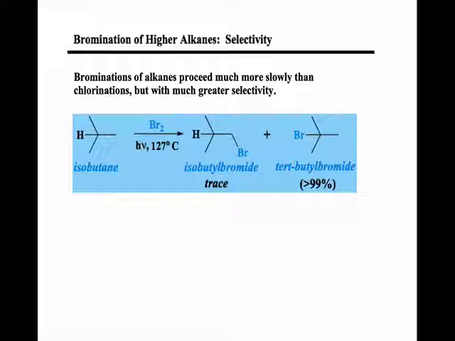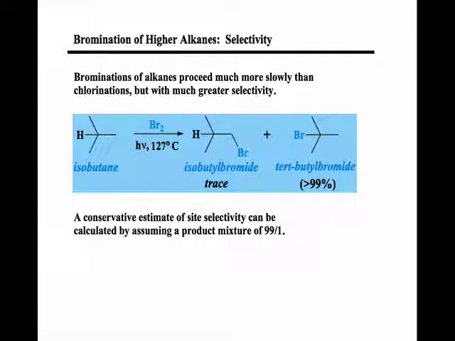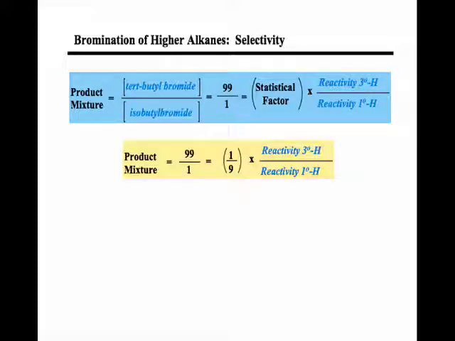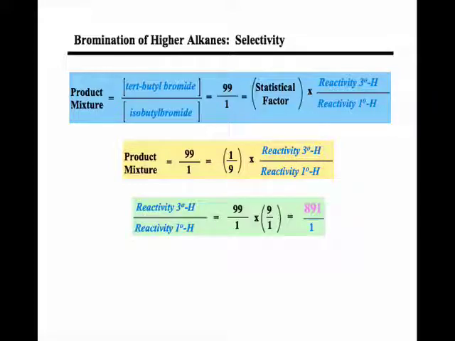And we use some numbers. And so what I'm going to do is make a very conservative estimate, which is a little unusual for me. I'm going to call it 99 to 1. All right? I know that this is just going to be an estimate, that it's actually going to be better than that. But it'll give me an idea, right? So we go through and we do the math, right? We know it's tert-butyl bromide, isobutyl bromide. We know it's 99% this, 1% that. I know what my statistical factor is, the reactivity difference. I do the manipulation, and I find that it's just under 900 to 1.